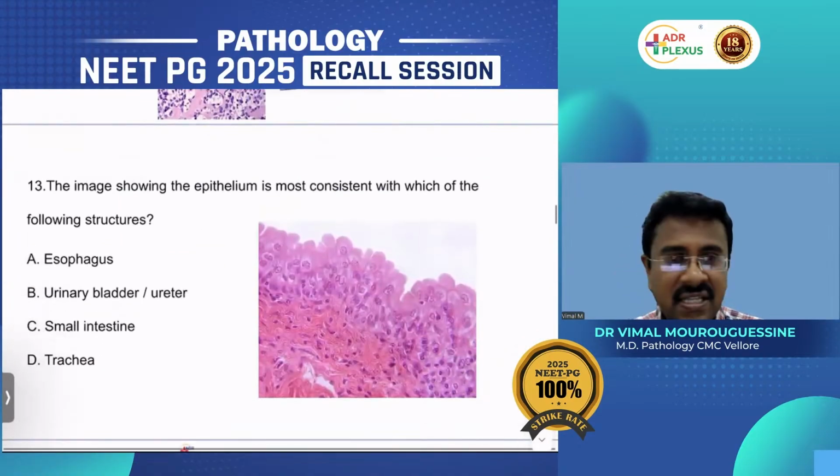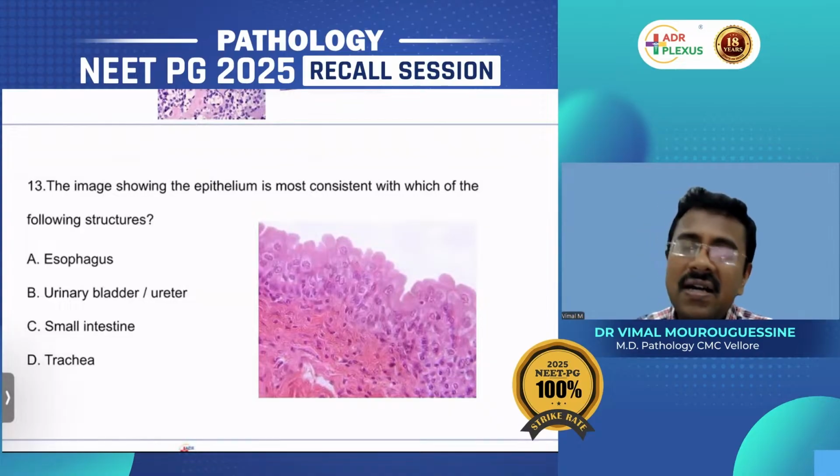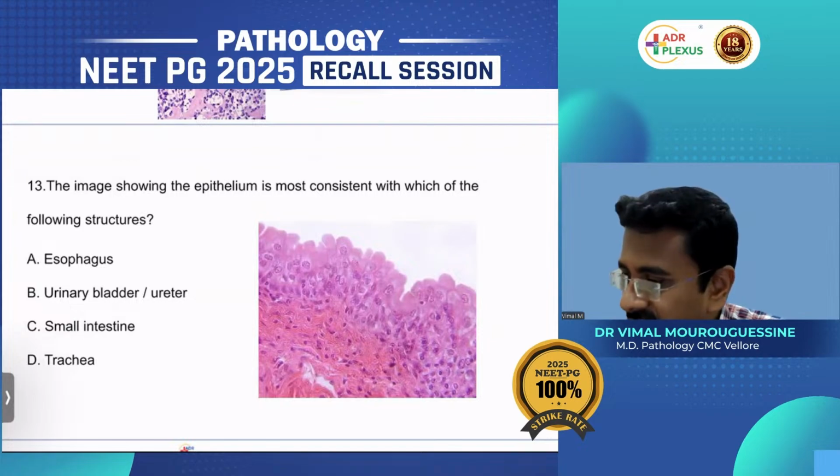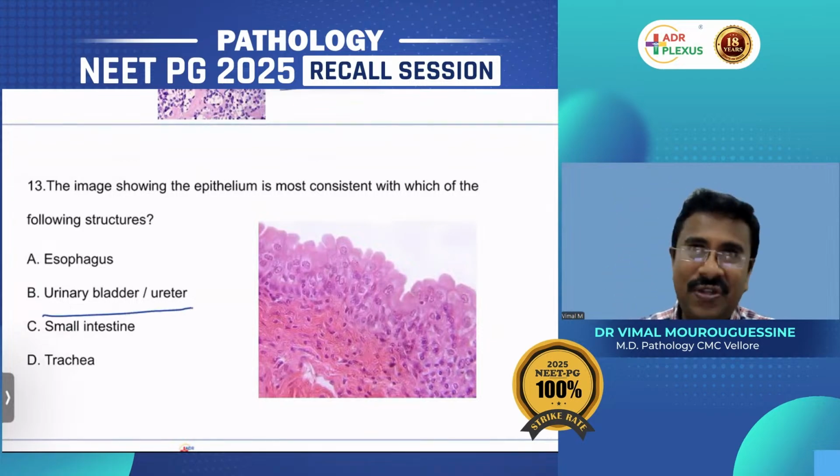Moving on to the next question, they have given the image of a transitional epithelium and asked this question. Usually in the exams, they ask about one histological image and they will ask about the basic lining epithelium or the basic cells seen in the tissue. So this characteristic appearance is a transitional epithelium with a superficial umbrella cell. This is usually seen in the urinary bladder and also in the ureter.